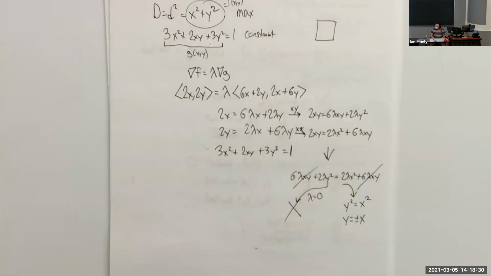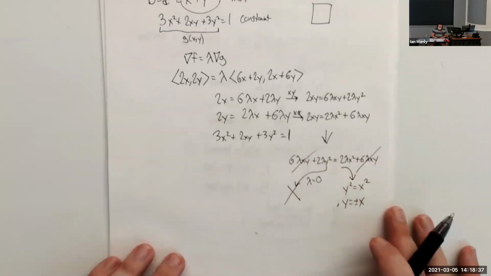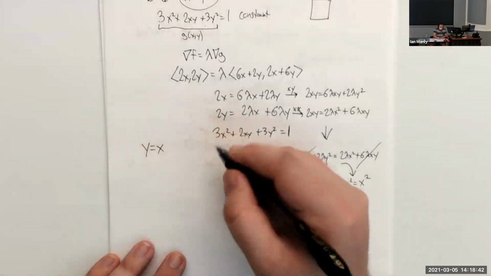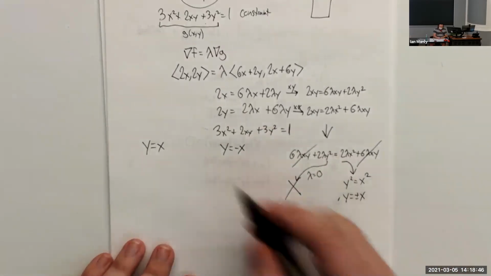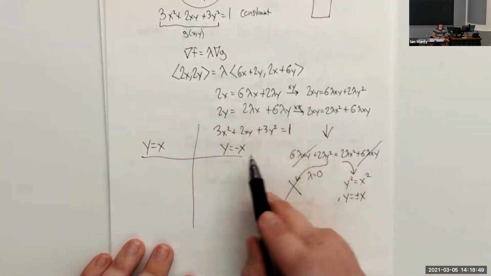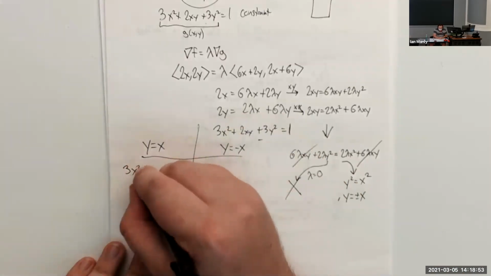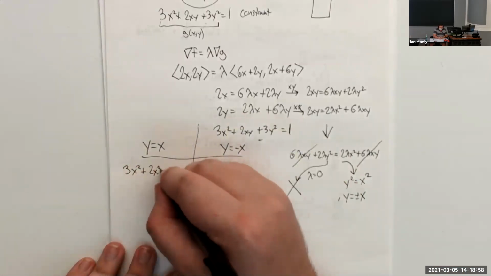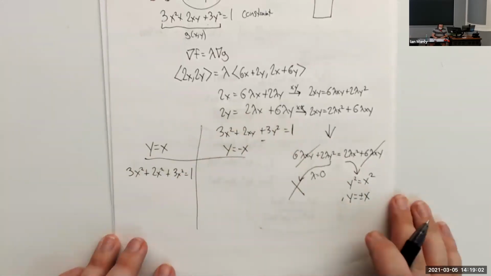All right. So now what we can do here is take this and put it into our constraint equation. Every time I see a y, I'm going to replace it. I'll do y as x first, and then I'll do y as negative x. Okay, so let's see here. If I plug in y equals x, I have 3x squared plus 2x squared plus 3x squared is 1.